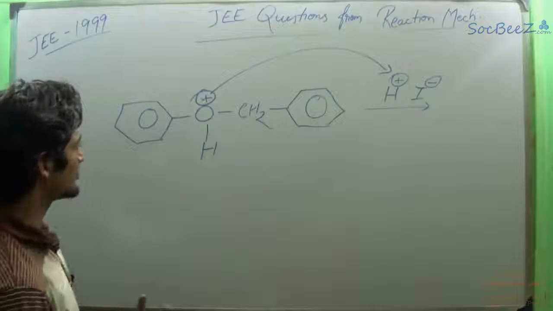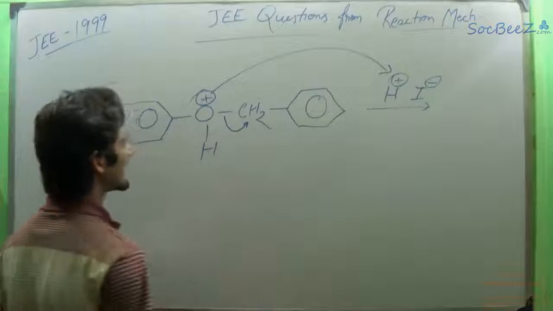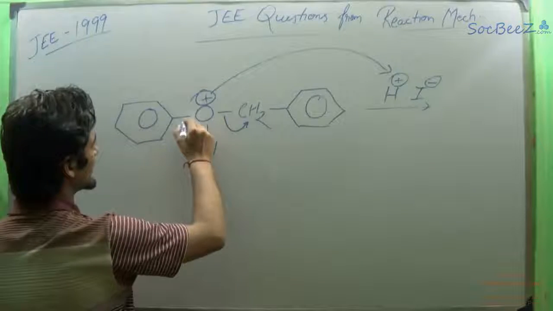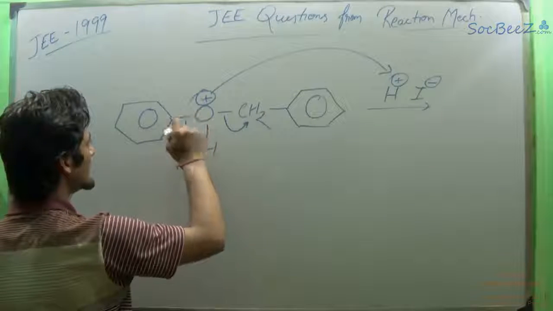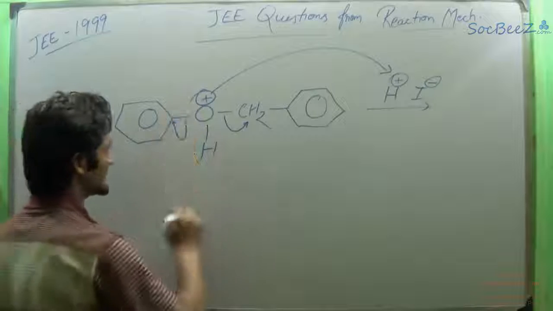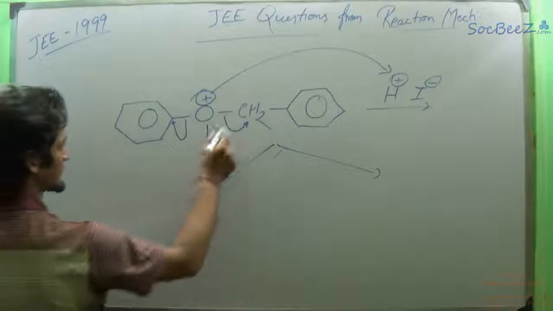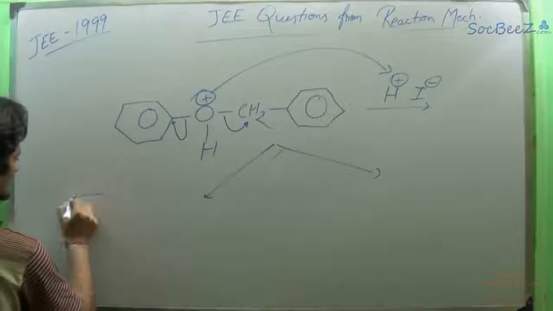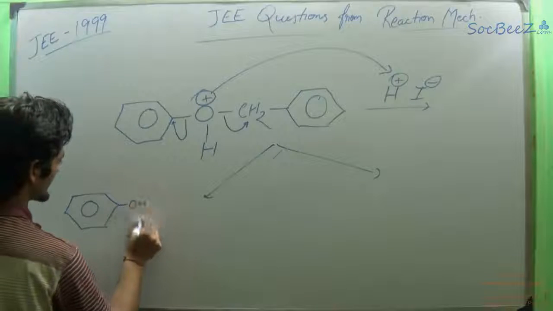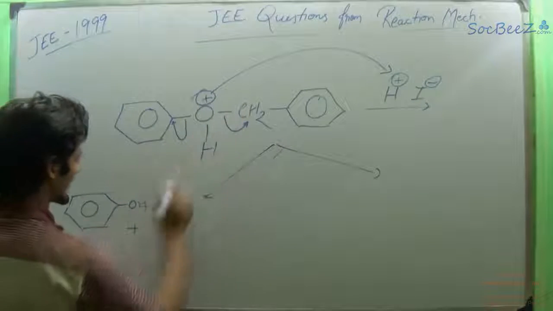Now we have 2 options. The first one is this bond is being broken and the positive charge is being shifted on this carbon, or this bond is being broken and this positive charge is being shifted on this carbon. So let us consider both the choices. In the first case, this bond is being broken. So what we are getting is OH plus, since this bond is broken, a carbocation on this.